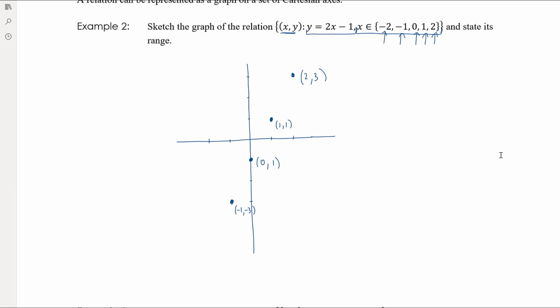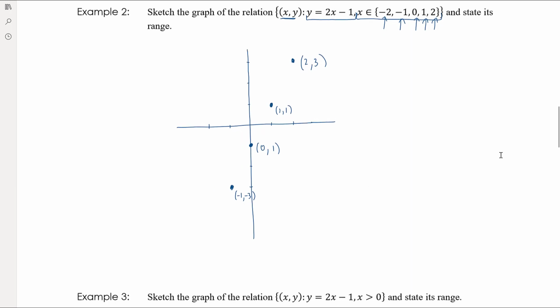And when x equals -2, 2 times -2 is -4, minus 1 is -5. And so that is the graph of that relation. Okay, it's not the whole line, it's a line with a restricted domain, and that domain is actually only specifying 5 particular points on that line, not the infinitely many points on the line.